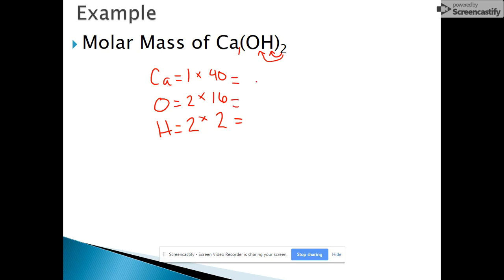We multiply. 1 times 40 gives us 40. 2 times 16 gives us 32. And sorry, this should be 2 times 1, my bad. 2 times 1 gives us 2. Add it all together. 40 plus 32 plus 2 is 74 grams per mole.